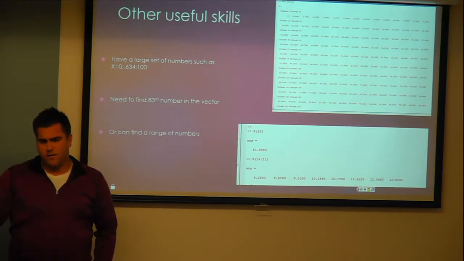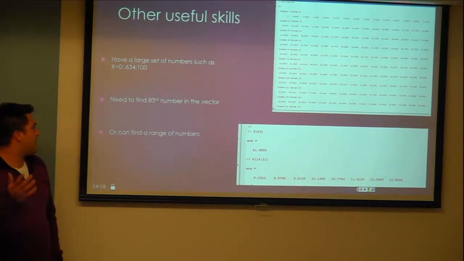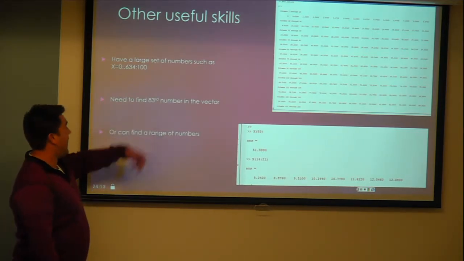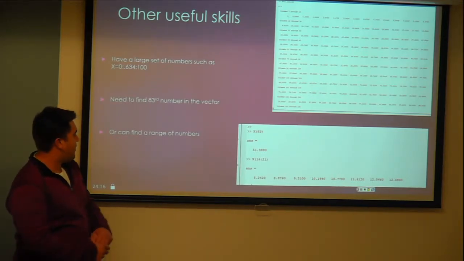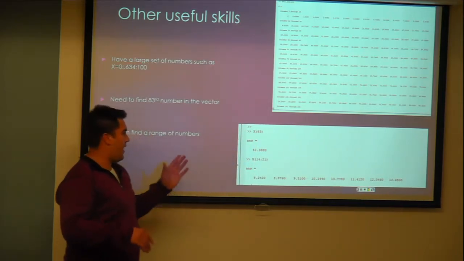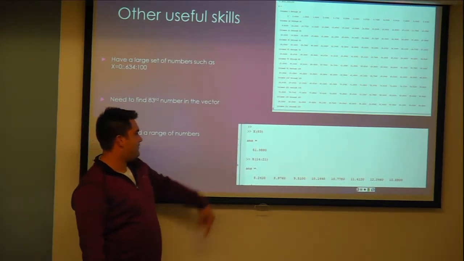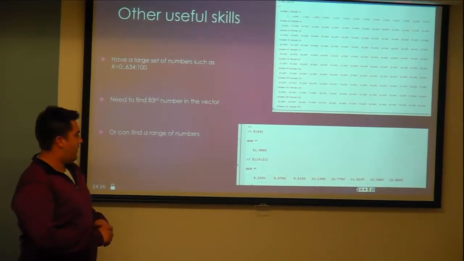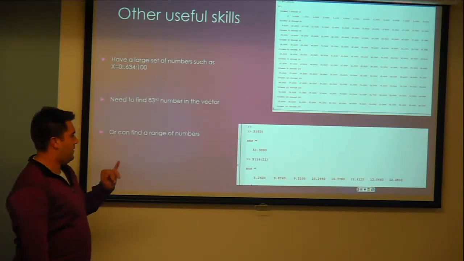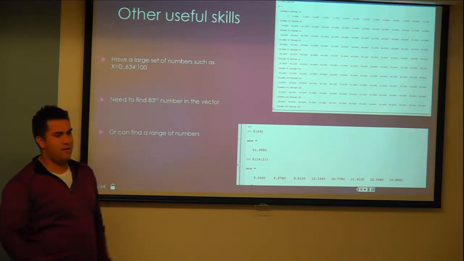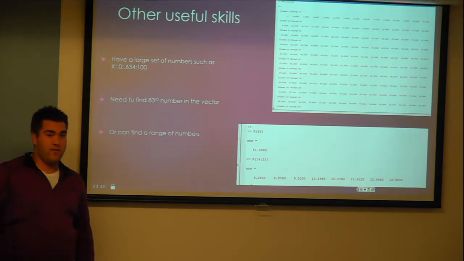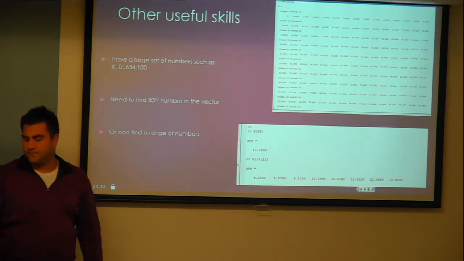Another useful skill I found, I only found really one. If you have a large set of numbers, like 50 of them, and you want to find like the 47th, in this case I found the 83rd number in the vector, all you have to do is, my vector was x, I did x in regular parentheses 83, and it comes out with the 83rd number. Or if you want to find a range of numbers, I wanted the 14th through the 21st, so I did x, parentheses, 14 colon 21, and it comes out with 14, 15, 16, all the way through 21. So if you ever need to find a range of numbers or a specific number in a large set, that would be the way to do it.